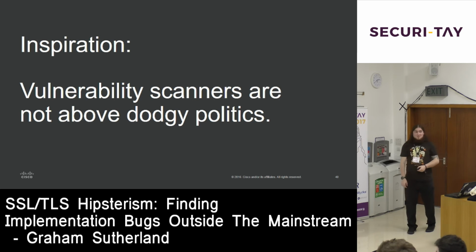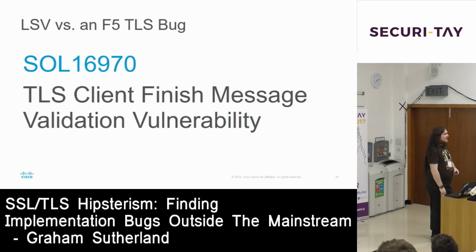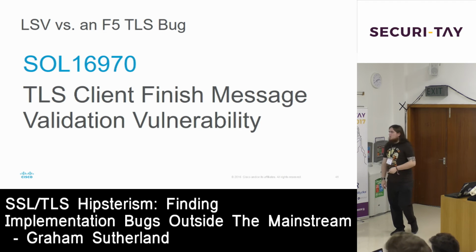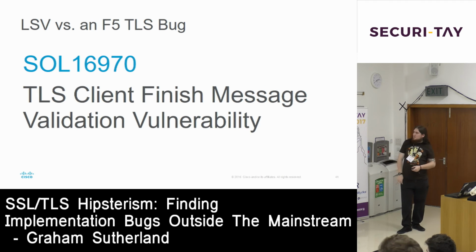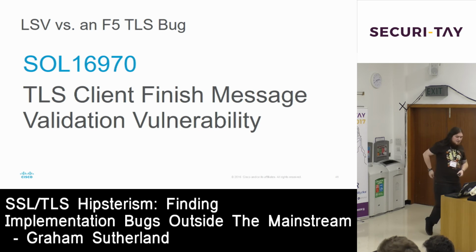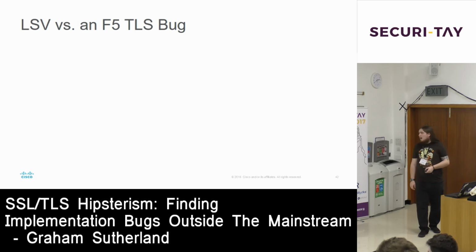Vulnerability scanners are not above dodgy politics. So, LSV, large scanner vendor, versus an F5 TLS bug. F5 had this TLS bug, which they've called Sol 16970, which is not a very good one. TLS client finish message validation vulnerability. Basically there was an issue with the finish message not having its MAC validated or something like that, which came up in a scan, and it didn't go well.